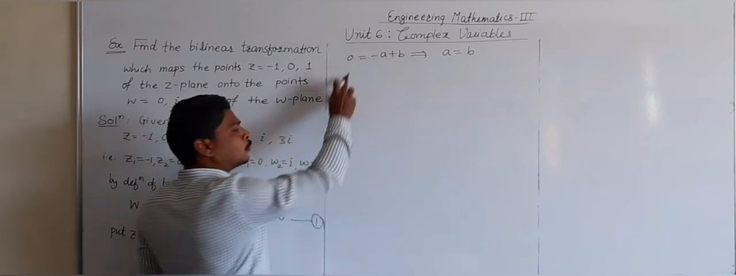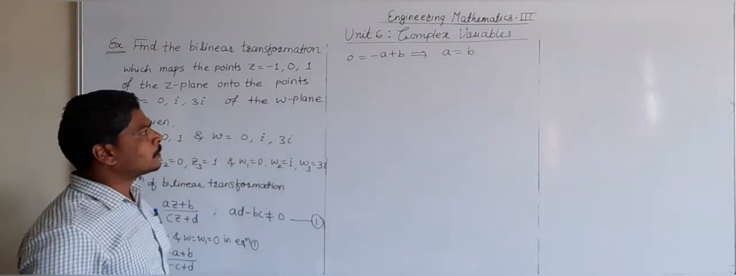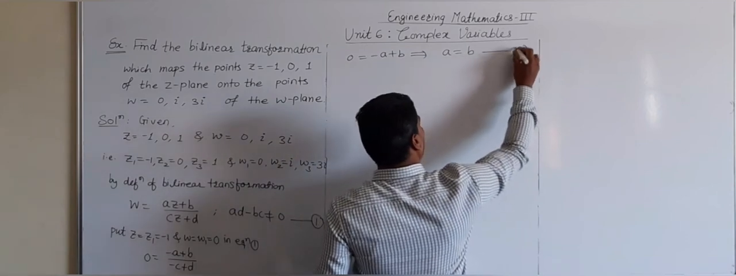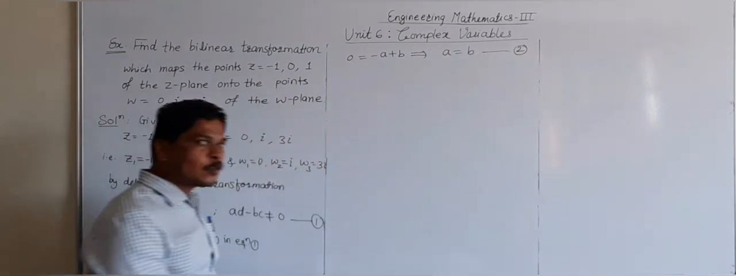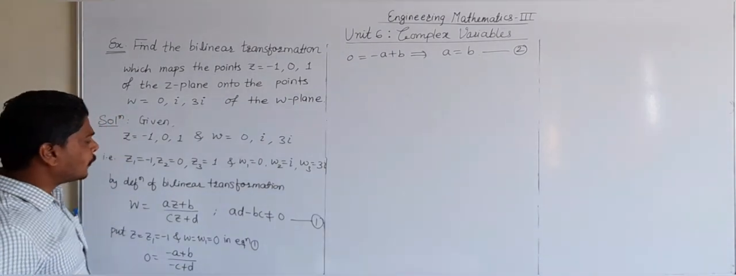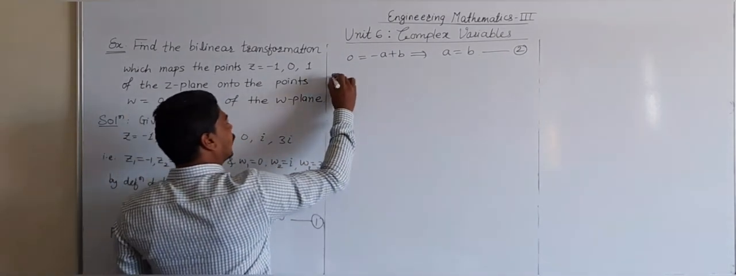Shift this minus A toward left side. So this becomes plus A. And now this is equation number 2. So here we get A in terms of B or B in terms of A. Okay. So next put next value of Z.